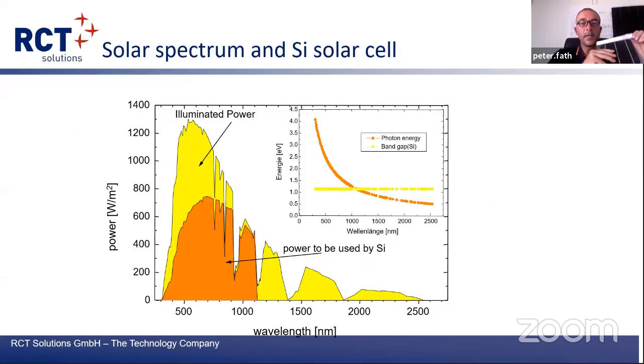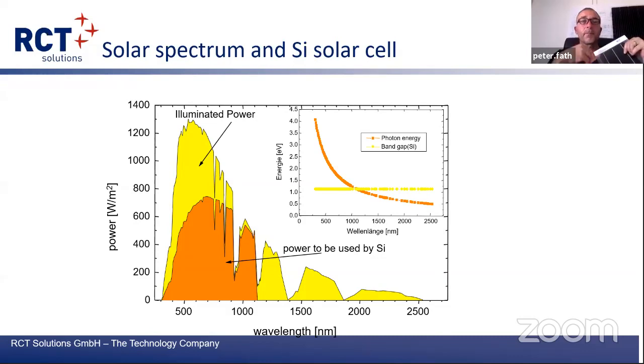Yes, here we have the illumination curve. It's very important to mention. You see the solar spectrum in yellow, and you see the power to be used by silicon. Not all from the solar spectrum we can use in our crystalline silicon, because crystalline silicon as a semiconductor can just absorb a certain quantum. It cannot make more. So we are losing a lot of the sunlight.